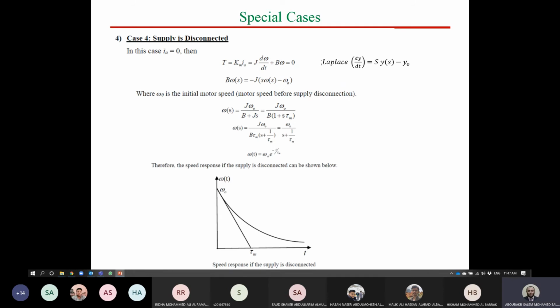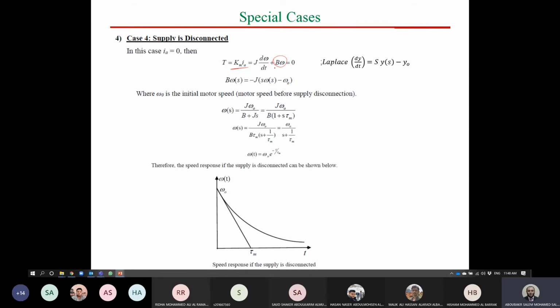Another special case: if the supply is shut down, if you disconnect the supply, this means that the current will decay to 0. So the final value of current will be 0. In this case, you can substitute in the dynamic equation T electric equals K multiplied by IA, which is 0 now, equals J d omega by dt plus B omega. From here, you can say that B omega equals minus J d omega by dt.